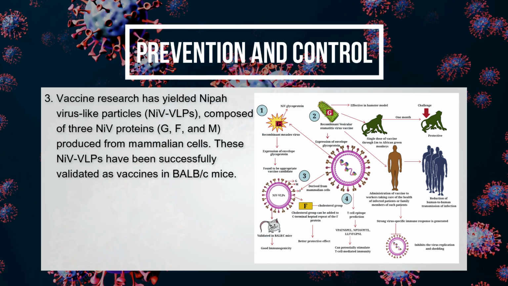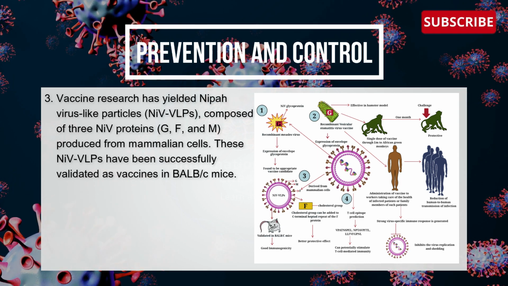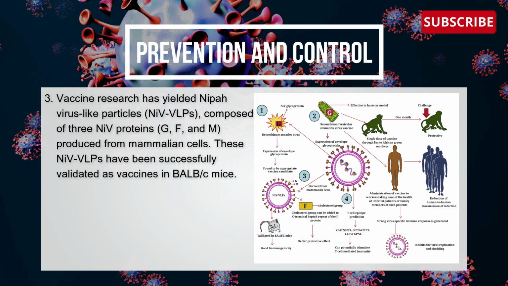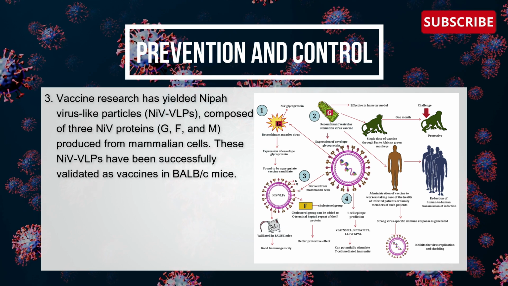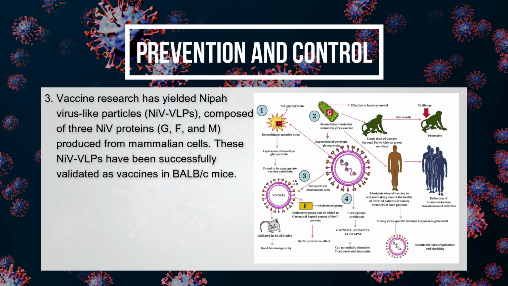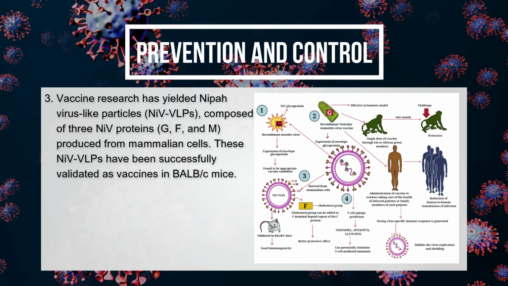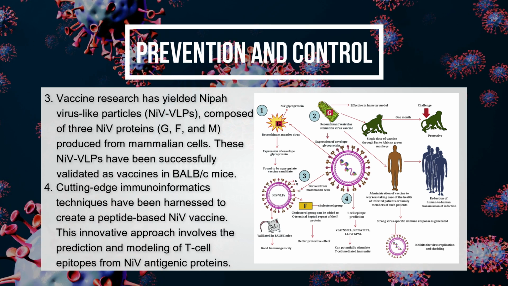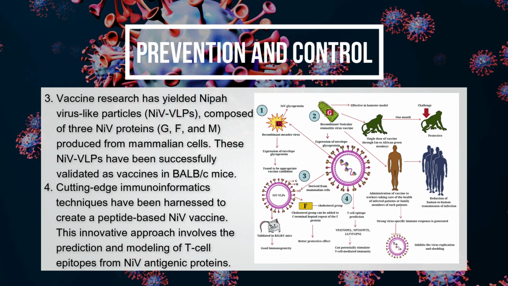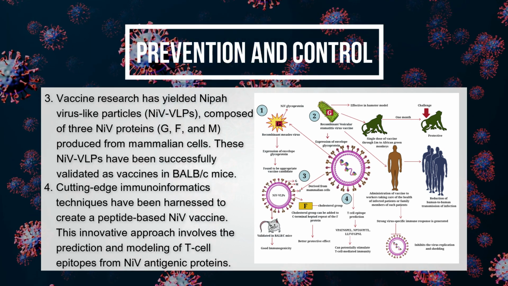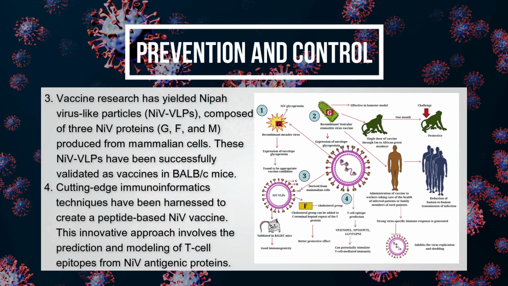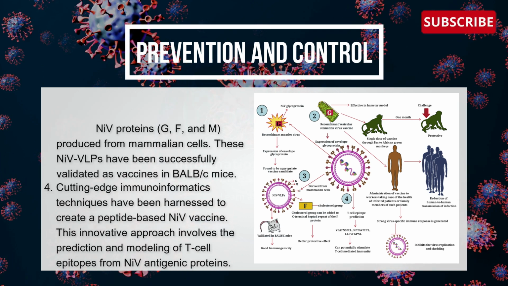Vaccine research has yielded Nipah virus-like particles composed of 3 Nipah virus proteins G, F, and M produced from mammalian cells. These Nipah virus-like particles have been successfully validated as vaccines in BALB/c mice. Number 4. Cutting-edge immunoinformatic techniques have been harnessed to create a peptide-based Nipah virus vaccine. This innovative approach involves the prediction and modeling of T-cell epitopes from Nipah virus antigenic proteins.